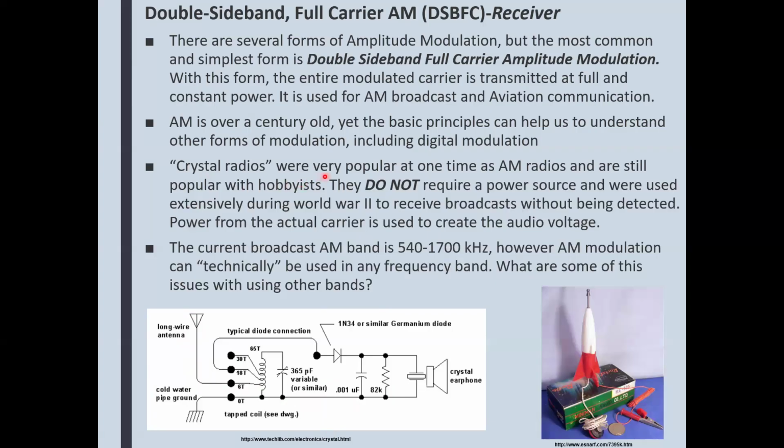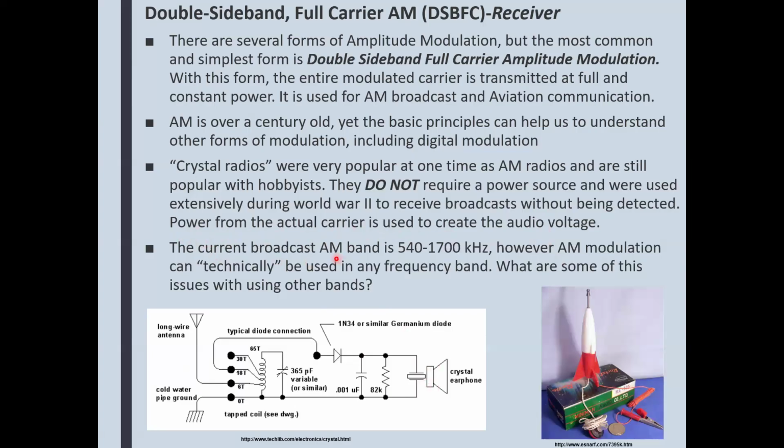So, crystal radios were very popular at one time as AM radios, amplitude modulation radios, and are still popular with the hobbyists, the crystal radios. They do not require power and were used extensively during World War II to receive broadcasts without being detected and without needing the power. Power from the actual carrier, because the carrier has a certain amount of power. The power of the carrier is enough to create the audio voltage right here.